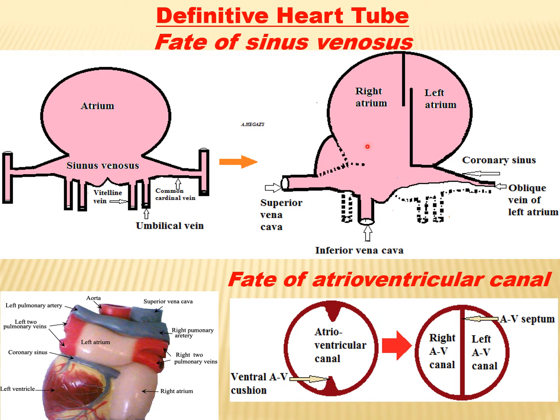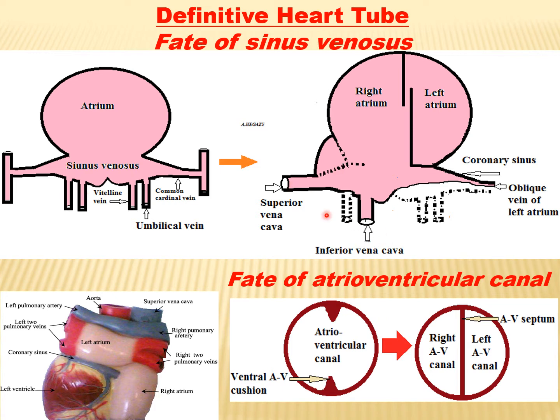The right horn of sinus venosus expands and is added to the cavity of the right atrium, forming its smooth part. The smooth part of the right atrium originates from the sinus venosus, the right horn of sinus venosus. Sinus begins with S and smooth part begins with S, so the sinus venosus forms the smooth part of the right atrium. Which part of sinus venosus? The right horn of sinus venosus.